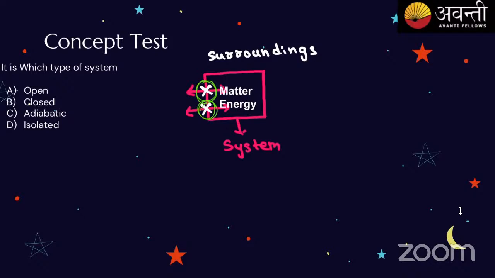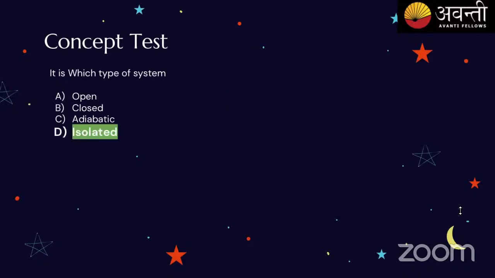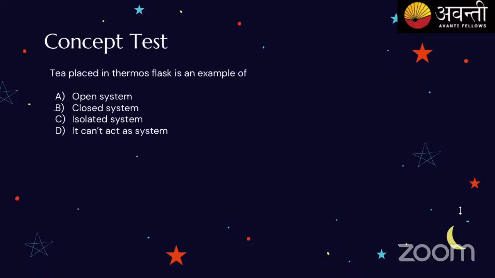Now, one more question for you. Let's say tea placed in a thermos flask is an example of which type of system, or can it actually act as a system? Try to go through the question. I'm giving you 30 seconds. Tea placed in a thermos flask is an example of open system, closed system, isolated system, or we cannot say that it is a system actually.